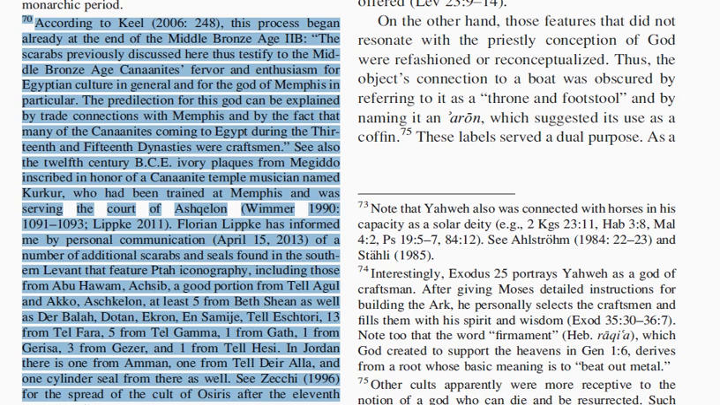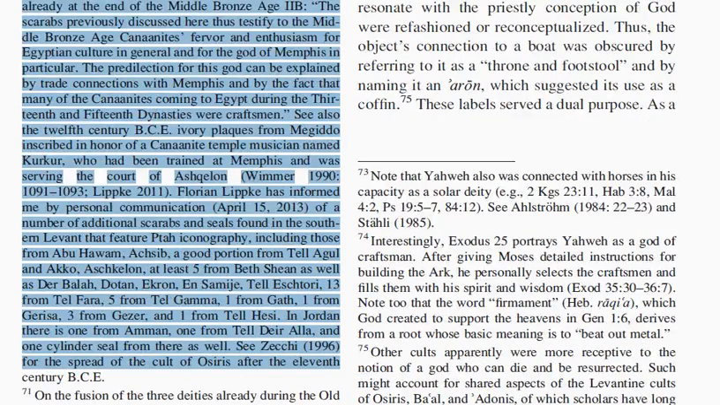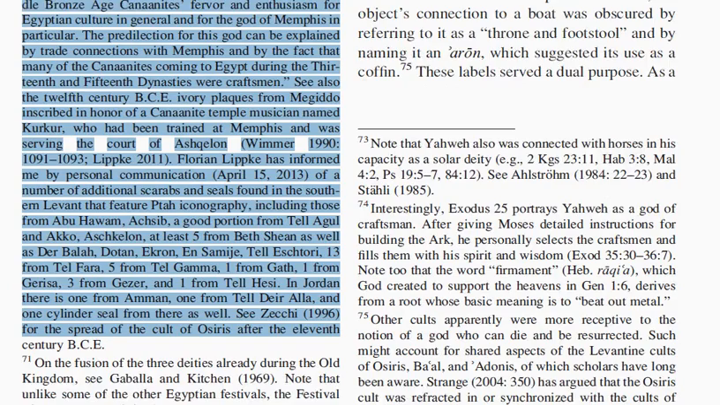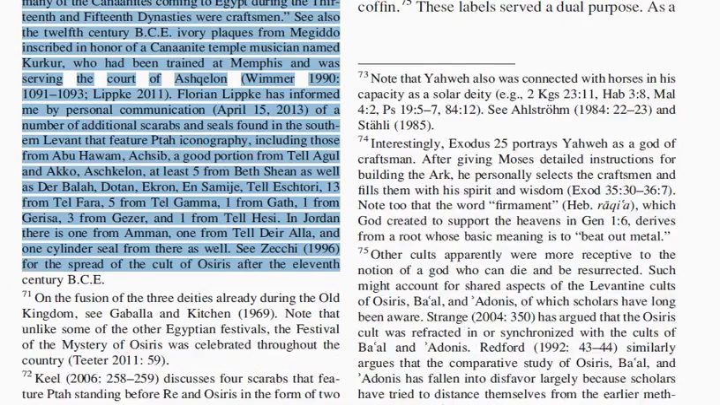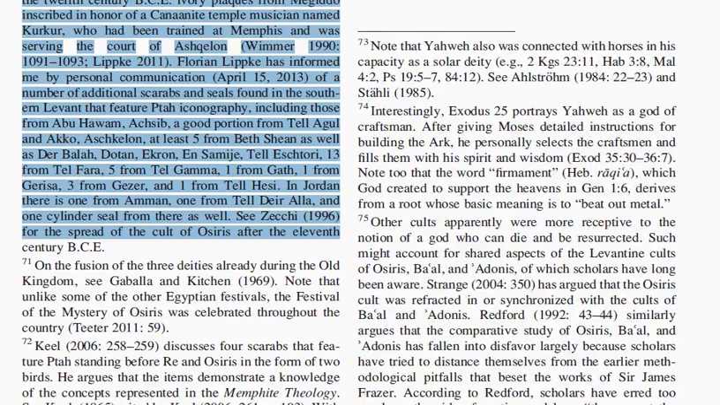See also the 12th century BCE ivory plaques from Megiddo inscribed in honor of a Canaanite temple musician named Kerker, who had been trained at Memphis and was serving the court of Ashkelon. Wimmer, 1990, pages 1091 to 1093, and Lipke, 2011.